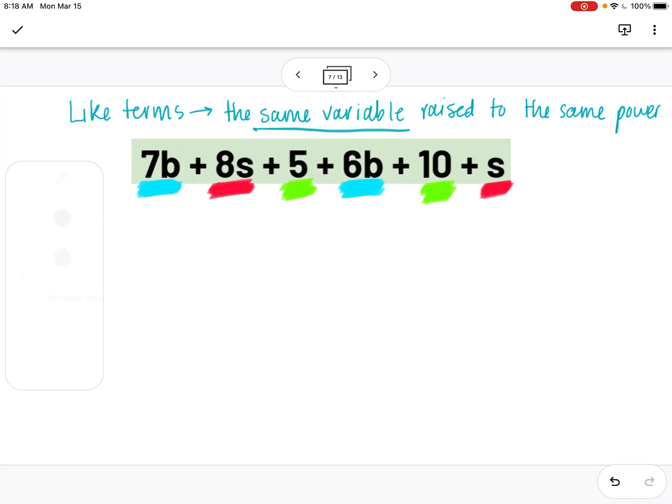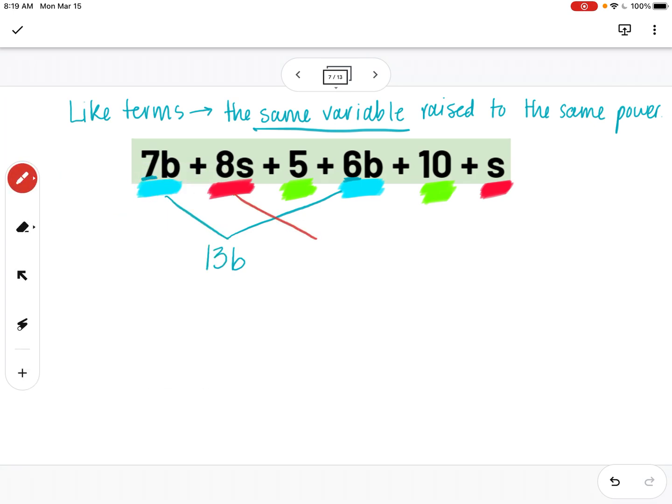So once we have all of it organized, now I know I can combine 7b and 6b. And remember, we just use whatever operation is there, and we do that to the coefficients. So in this case, we see that it's plus all the way across the board. So we would just add the coefficients and then just plop the variable on the very end. Remember, coefficients are the numbers in front of the variable. So in this case, 7 and 6. So we would just add 7 plus 6 to give us 13, of course. And we just plop the b on the end, 13b. Easy enough, right?